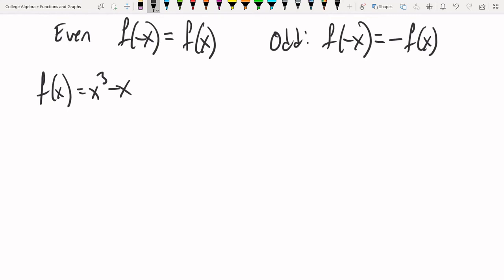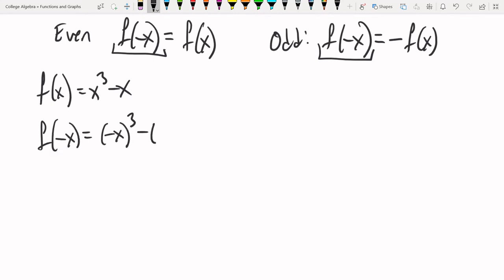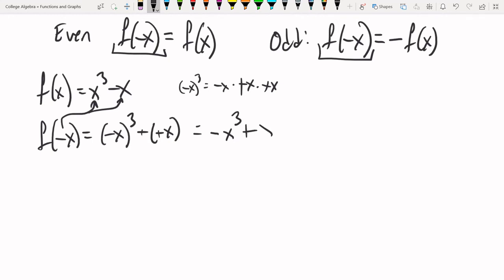Okay, all we have to do is plug in negative x. That's for both of them. You just plug in negative x. So f of negative x equals negative x cubed minus negative x. All I did was I just took this thing and plugged into both of the x slots. Now all I'm going to do is simplify. Negative x cubed is negative x times negative x times negative x. Two cancel, and we have the negative of x cubed. And these cancel, give me plus x. And I can factor out a negative. Negative x cubed divided by negative is just x cubed. Positive x divided by negative is negative x.